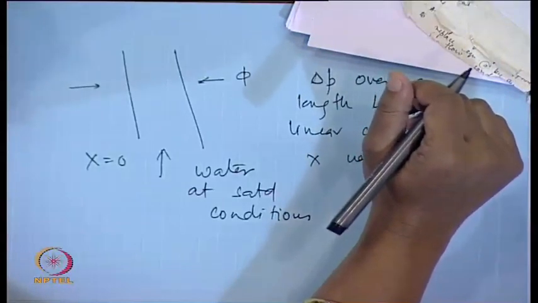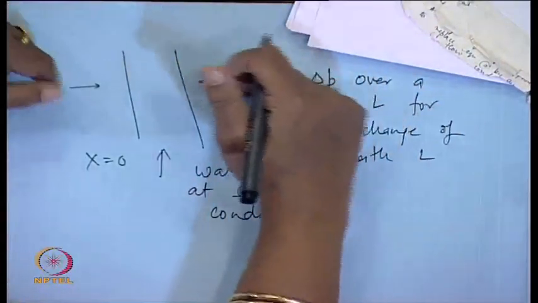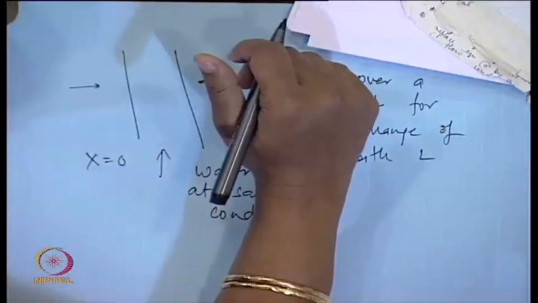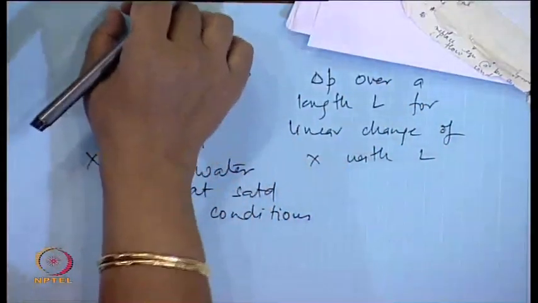That means x equal to 0, but the moment it enters, since there is a constant heat flux, under this condition some amount of vaporization starts, and as we go up, the quality of the mixture increases, and gradually we get a higher and higher quality of vapor-liquid mixture. Now, over a particular length L, I would like you to find the pressure drop when we assume that the change of quality with length is linear.